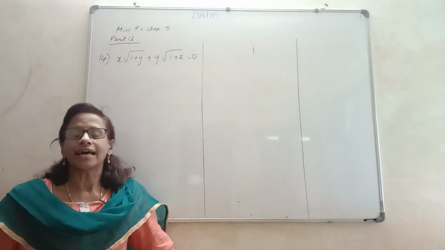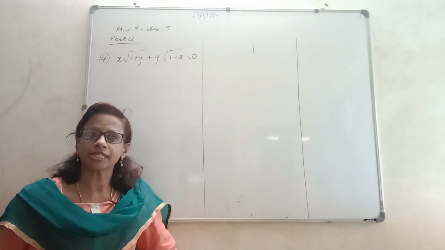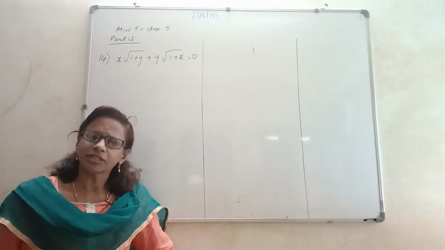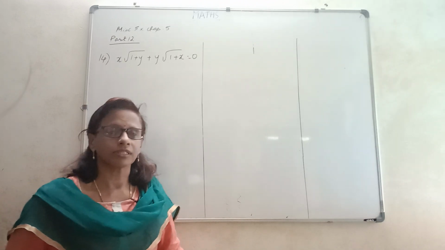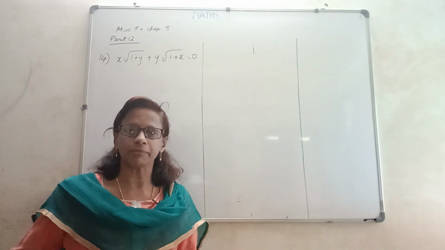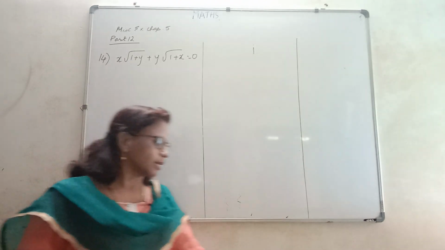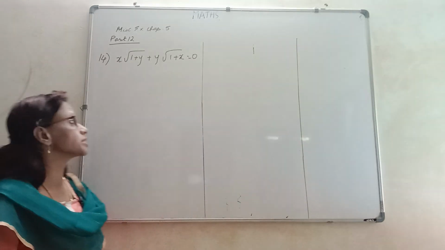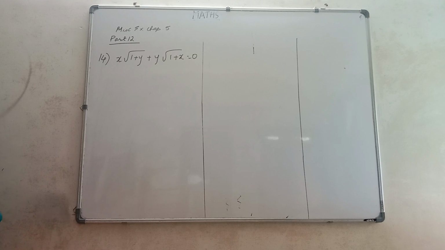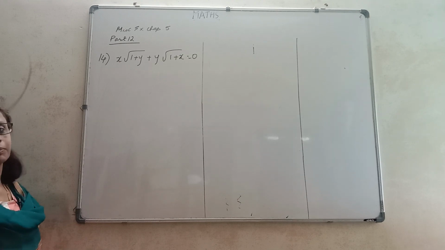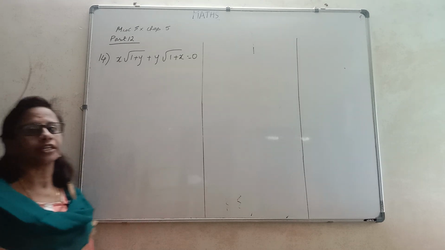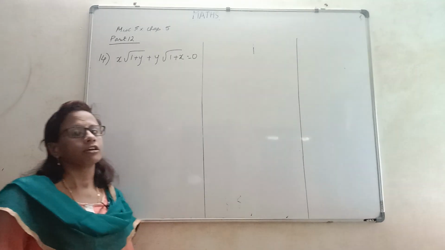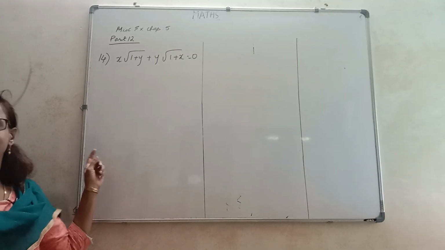We start with this, as we did in the previous question. It can be done in many ways; we'll choose one of the methods. It can be done very elaborately, but let's see how we can get across doing it. You have the question x root of 1 plus y, plus y root of 1 plus x, equals 0. Our idea is to find the dy by dx derivative. So it's an implicit function.